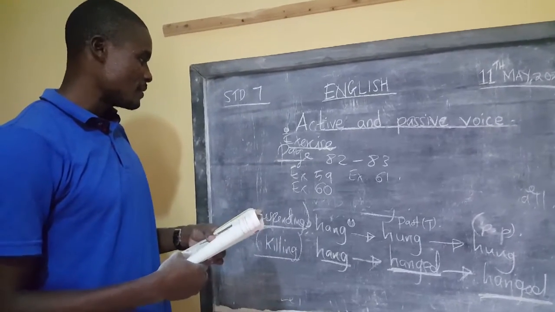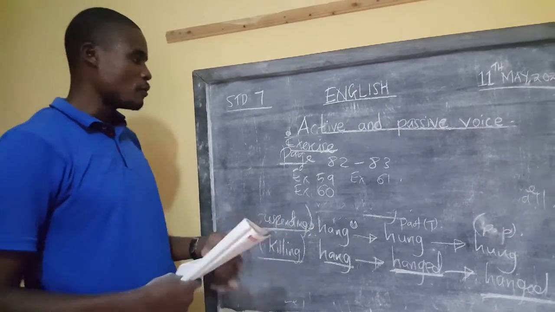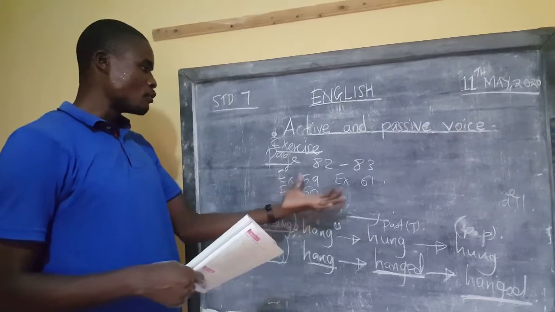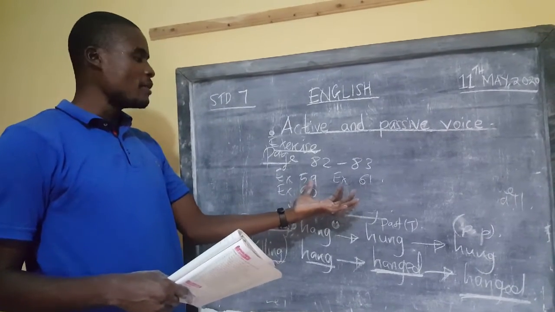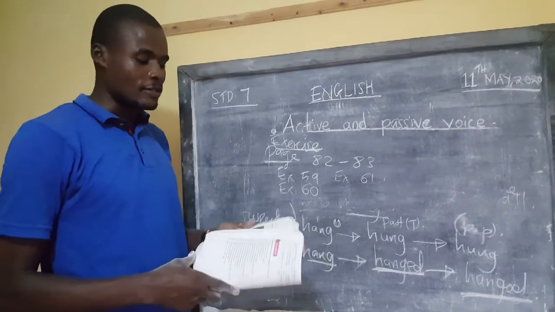Practice all the exercises, and then take a snap of whatever you have done and post it on the wall so that your parents know. So I'll be able to check your work from there. If you're making any mistake, I'll be able to realize from these three exercises and correct you where necessary.